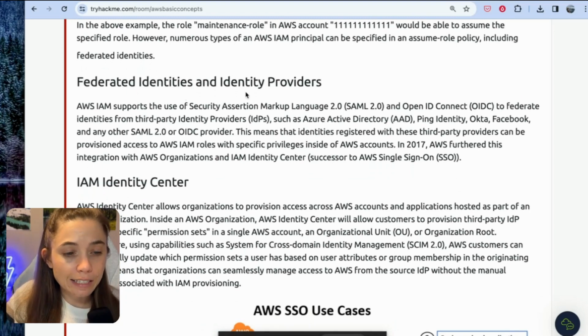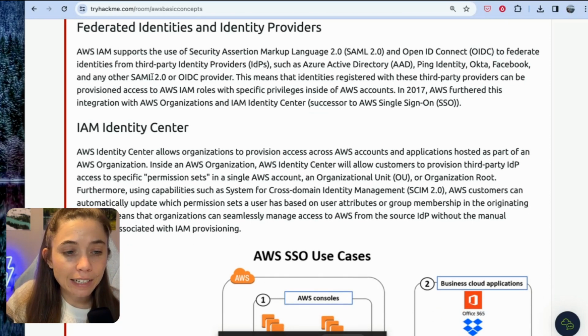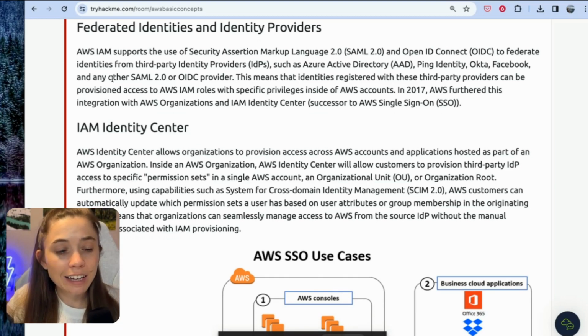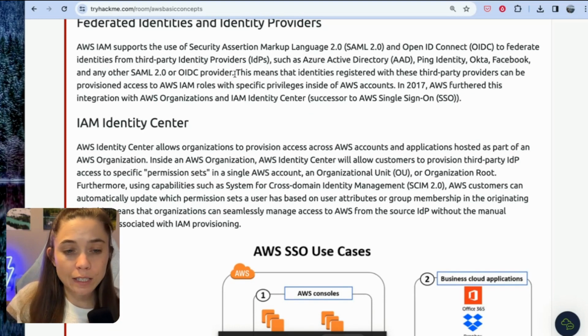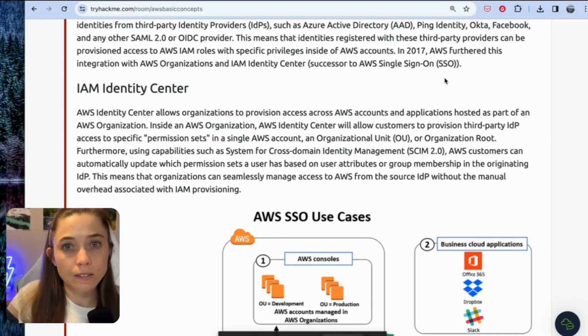Federated identities and identity providers. AWS IAM supports the use of Security Assertion Markup Language, which is SAML, and OpenID Connect, OIDC, to federate identities from third party identity providers such as Azure Active Directory, Ping Identity, Okta, Facebook, and other SAML or OIDC providers. This means that identities registered with these third party providers can be provisioned access to AWS IAM roles with privileges inside of AWS accounts. In 2017, AWS furthered this integration with Organizations and IAM Identity Center, which used to be called AWS SSO or single sign on.